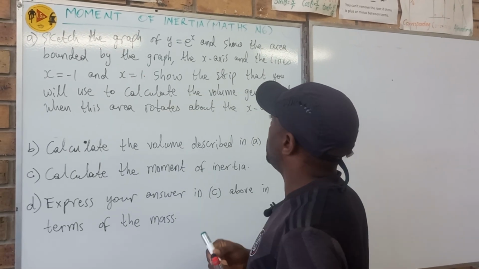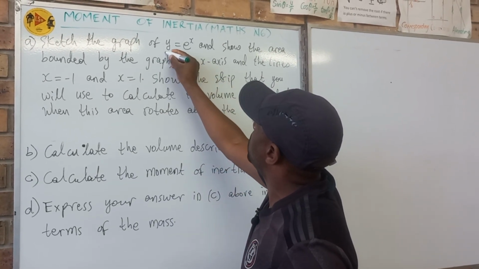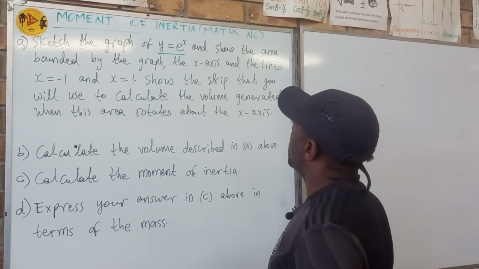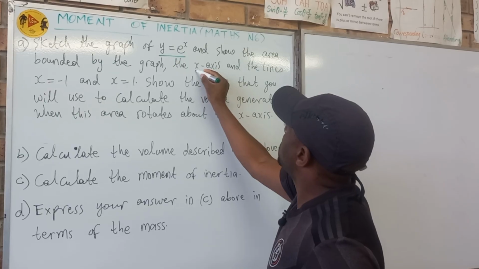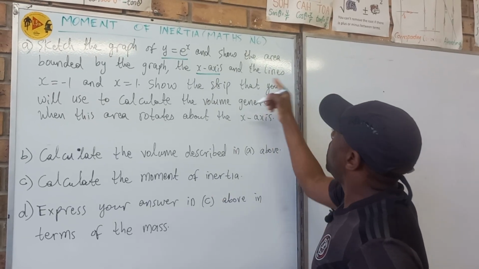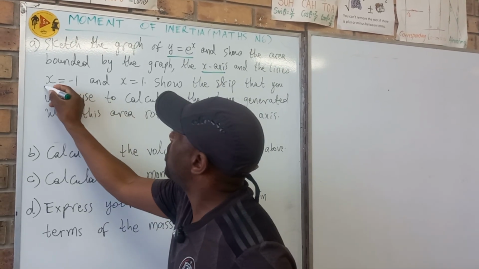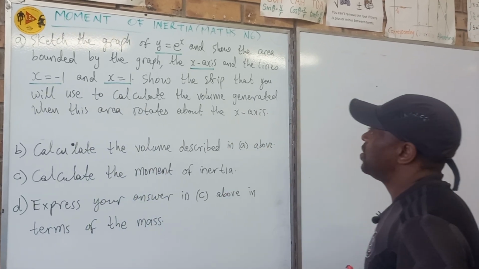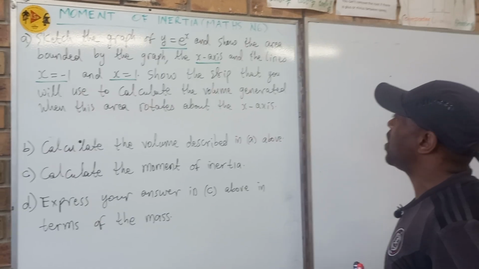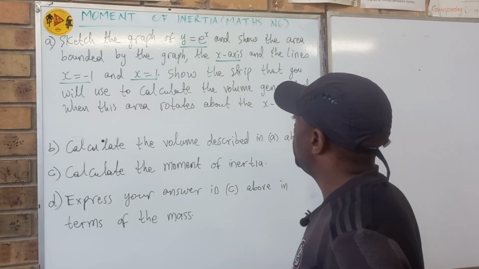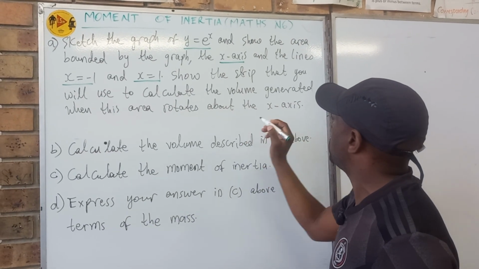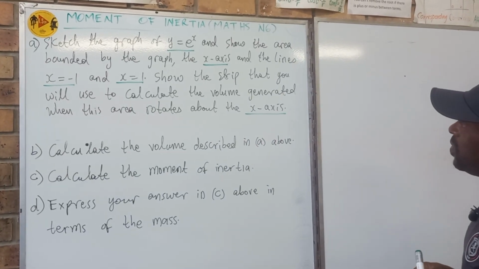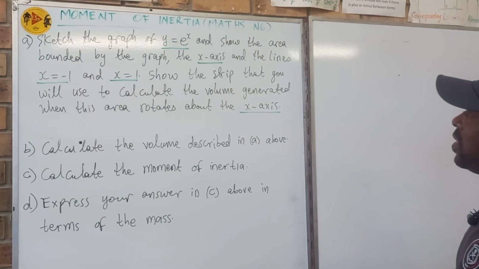So it says sketch the graph of y equal to e to the power x. Show the area bounded by the graph, the x-axis, and the lines x equal to -1 and x equal to 1. Then show the strip that you will use to calculate the volume generated when this area rotates about the x-axis. So from my own perspective, those are the important things in that story.